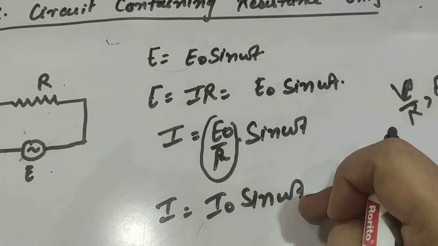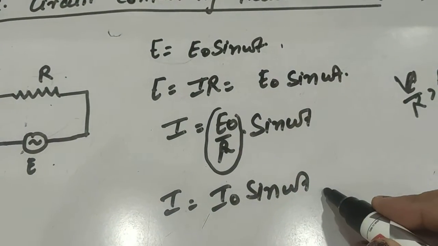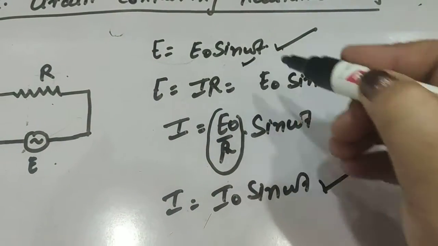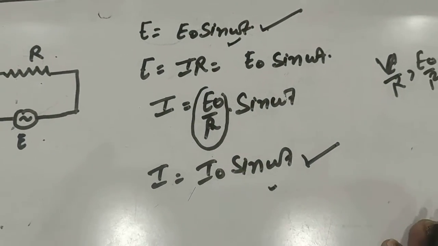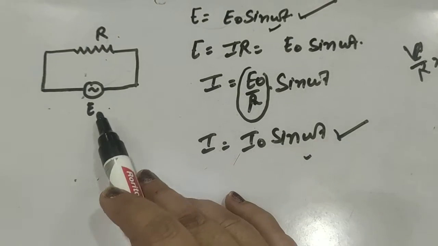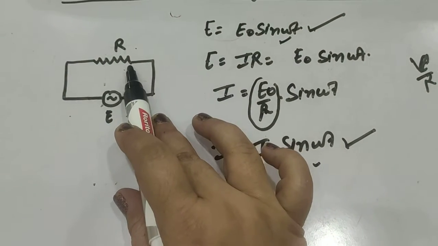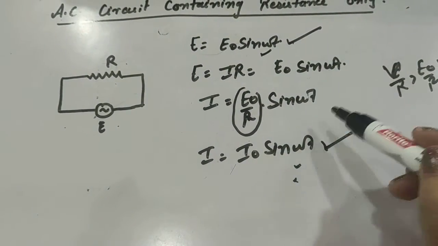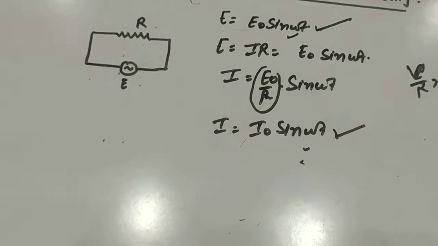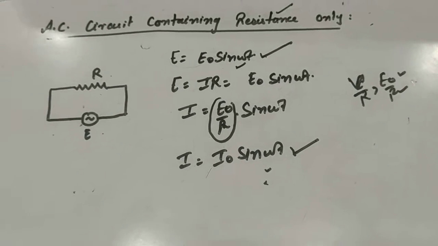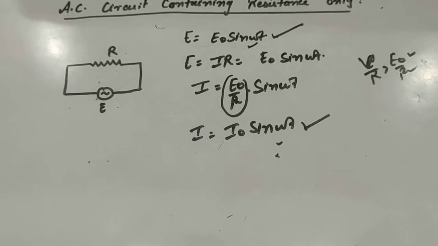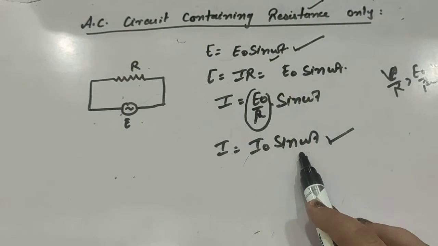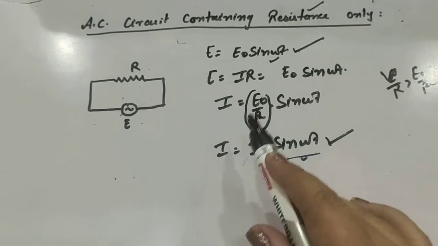Now if we compare this equation with the voltage equation, we can see that both are sine waves having the same frequency and time period. So we can say that in the case of an AC circuit containing resistance only, both voltage and current will be in the same phase. About the phase, we have already discussed very clearly in our 11th chapter, the phase relationship between two waves. Since there is no phase difference, there is no phase angle, so we can say that current and voltage are in the same phase.